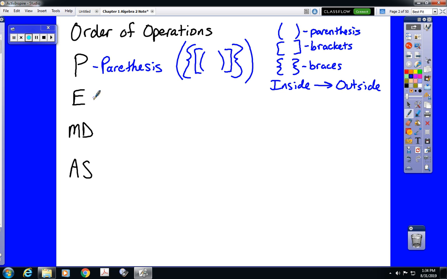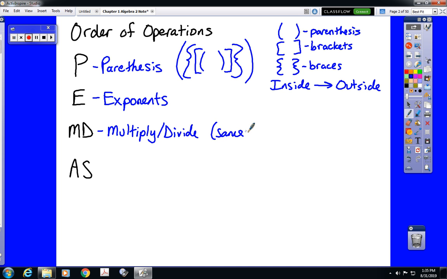After we have simplified anything inside of parentheses, our next step, E, is to simplify any exponents. So if we have any powers, any squared, cubed, 4th power, 5th power, that would happen after we have simplified any parentheses in the expression. Then you'll notice I've written M and D together. That's because we are then going to multiply and divide at the same time. And we always work from left to right.